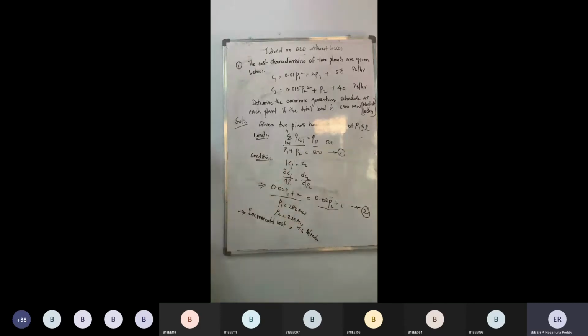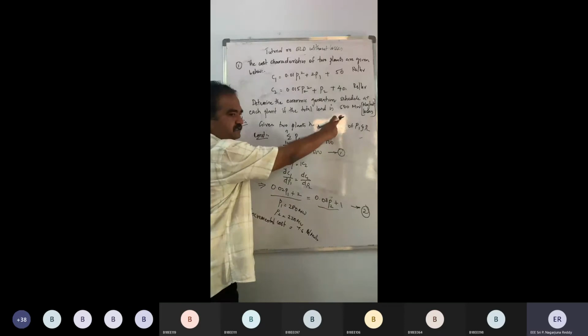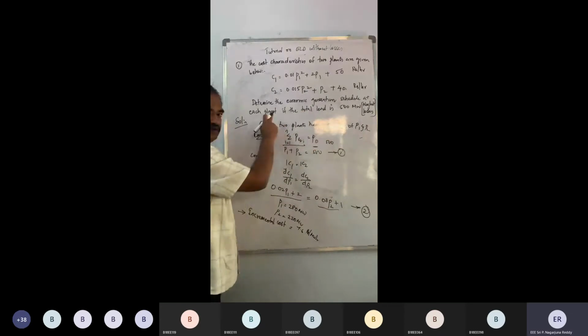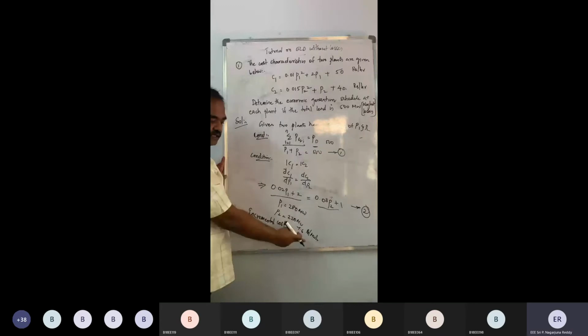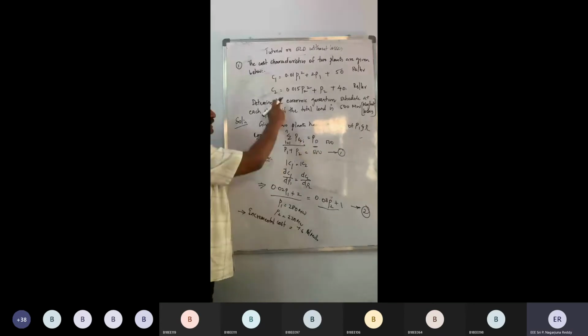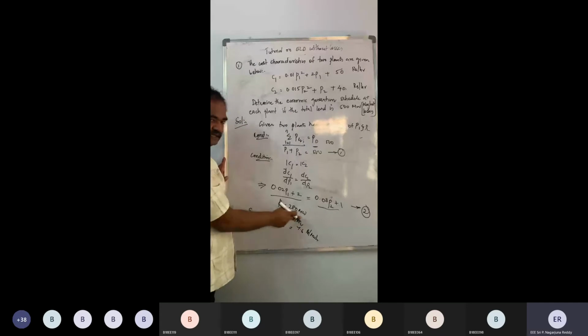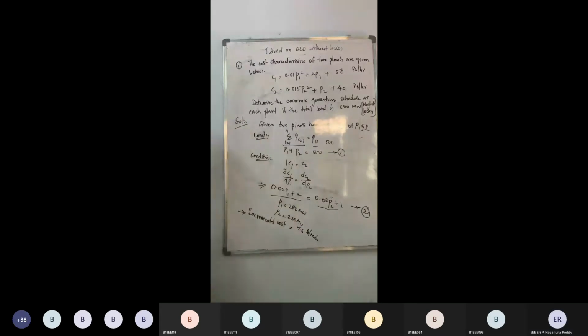Do remember the final figure. For a load of 500 megawatts, the economic schedule is that both the plants have to operate at an incremental cost of 7.6 rupees per megawatt hour, with plant 1 giving 280 megawatts and plant 2 at 220 megawatts respectively. I hope you have got the answer and how to write it.